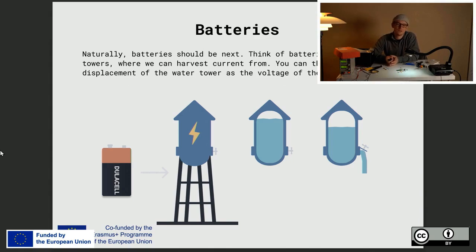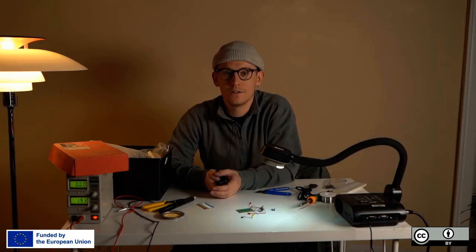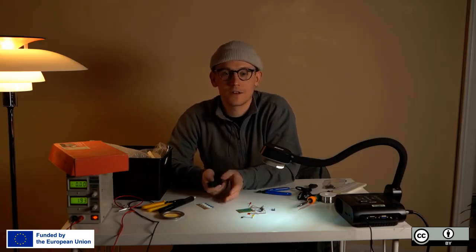Then we have elements like push buttons. I unfortunately don't have one here right now. It's a really simple component. As the water analogy explains, it's just kind of a button that allows for water to flow through when we push it, and when we don't push it, nothing happens. This is a very simple kind of sensor that would register your touch, and we use them all the time when we prototype.